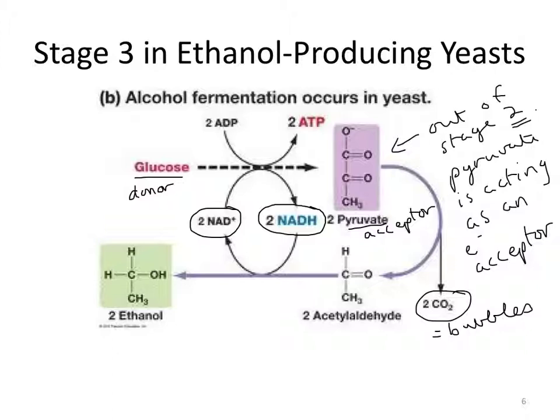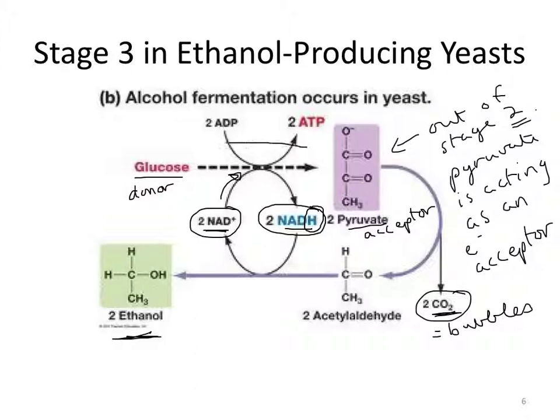Okay, so the pyruvate is then going to be used as the electron acceptor. It's going to accept the electrons inherent to this hydrogen here in NADH, regenerating NAD plus and creating ethanol and CO2 during the metabolic steps that are part of alcohol or ethanolic fermentation. That NAD plus is then able to return to stage 2 of glycolysis.